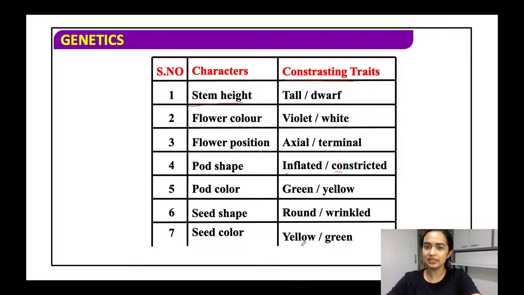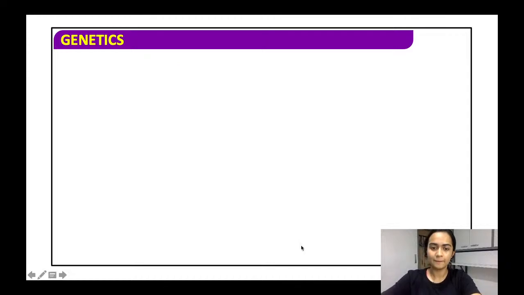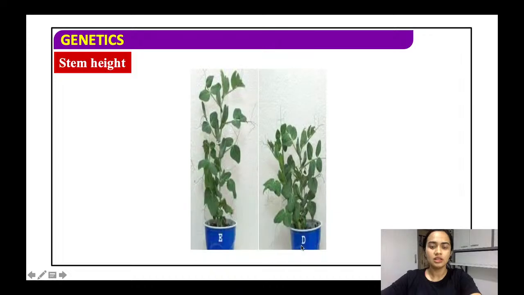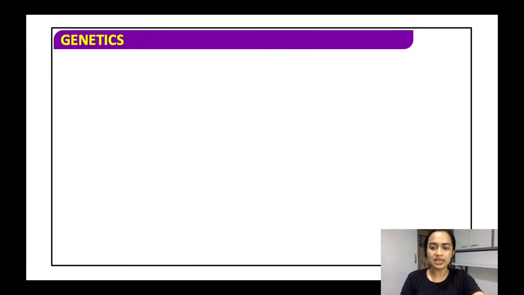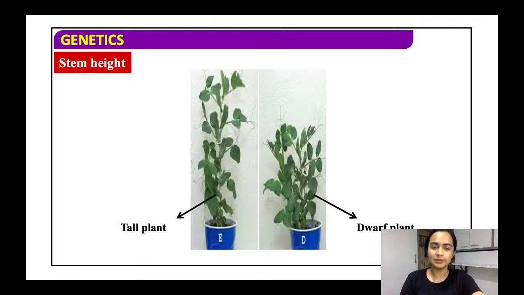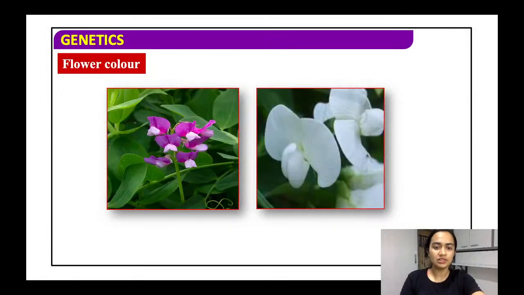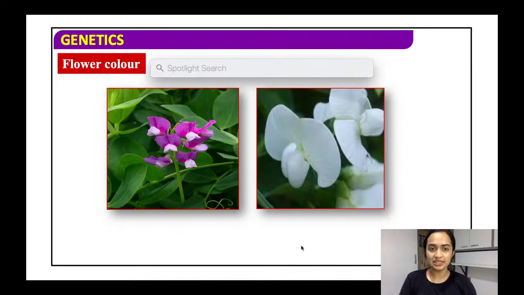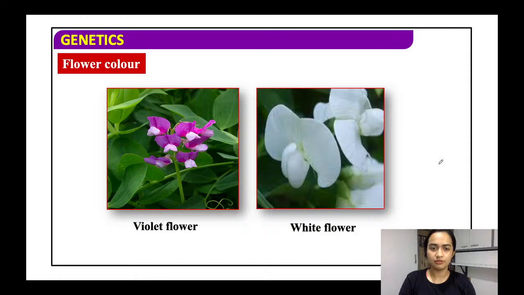Yes, traits are the characteristics. So here comes an example of stem height. This is a tall plant and this is a dwarf plant. Dwarf means short. Flower color: pea either bears violet flowers or it bears white flowers.